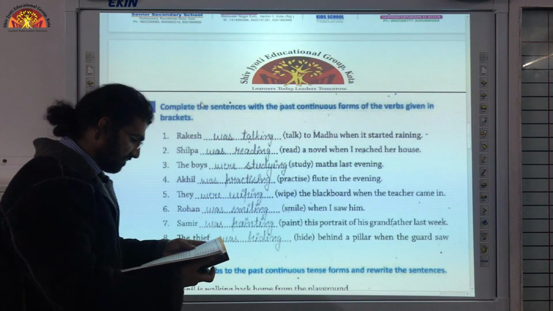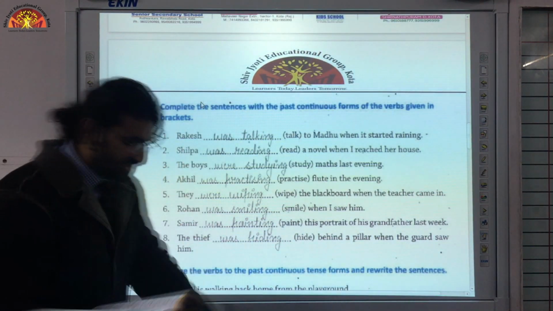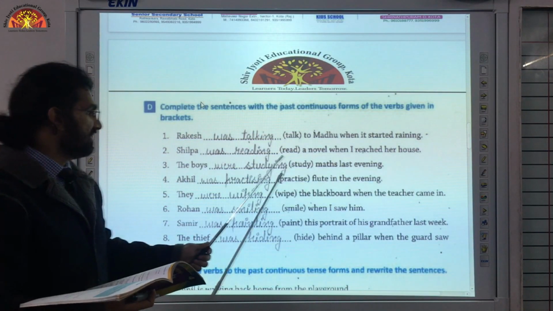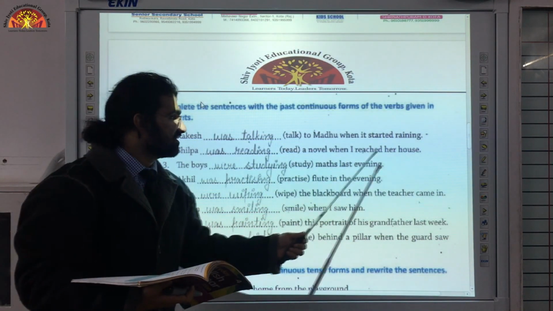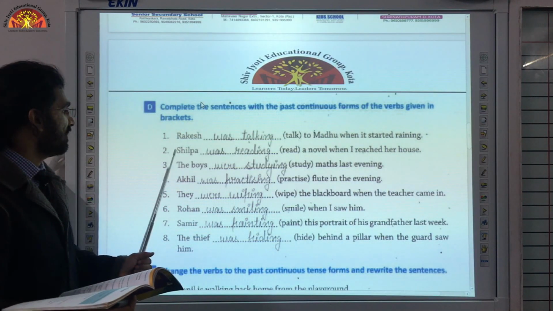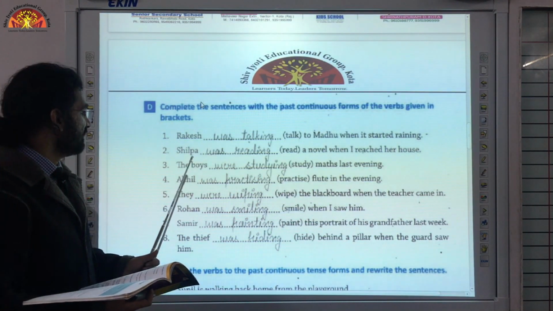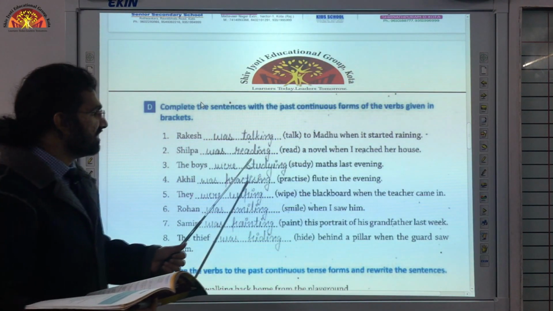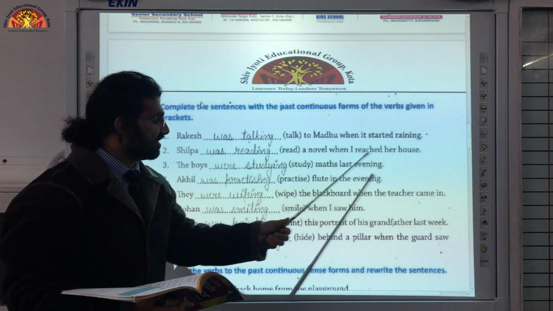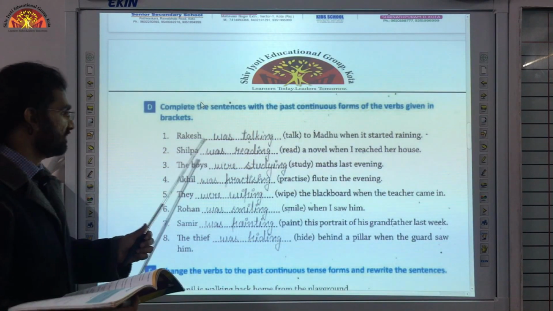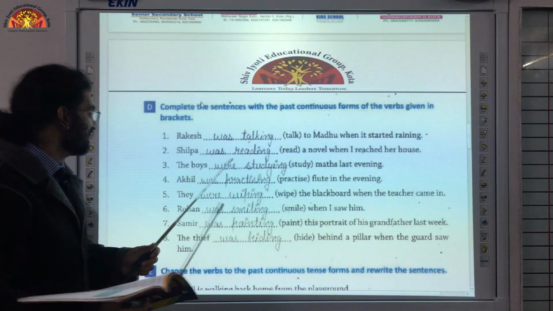See the second one now. Shilpa dash read a novel when I reached her house. Shilpa, how many persons are Shilpa? Shilpa is just one person. Shilpa was reading a novel when I reached her house. This is the same as the first one, so we will take another one now.